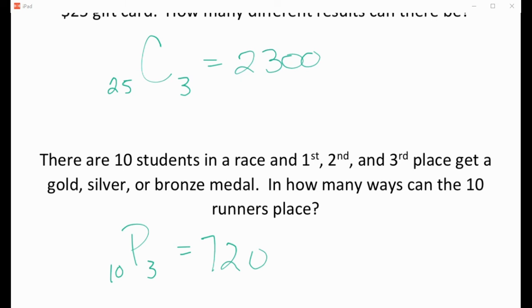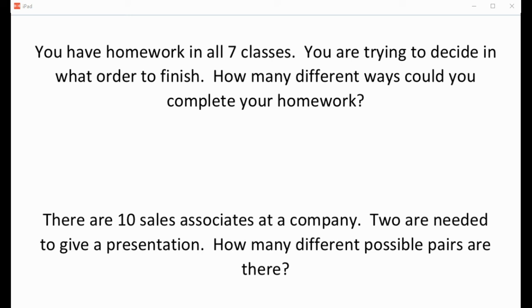There are ones I've seen where it's like there's 15 people in the race and the top 4 finishers move on to the next round. Well, in that case, it doesn't matter who comes in first, second, third, or fourth. All the top finishers are going to get the same thing. So just keep that in mind.